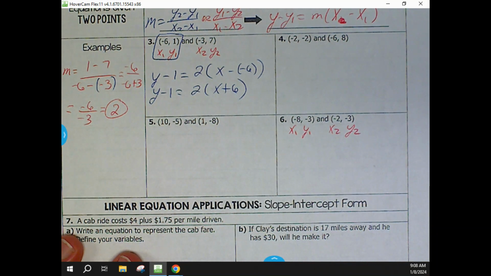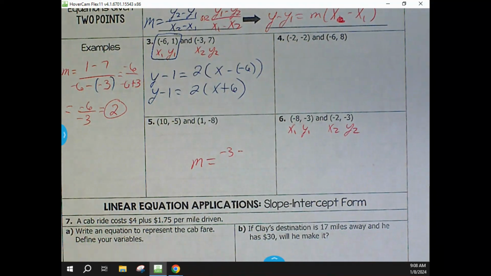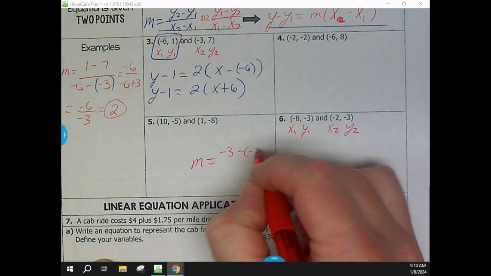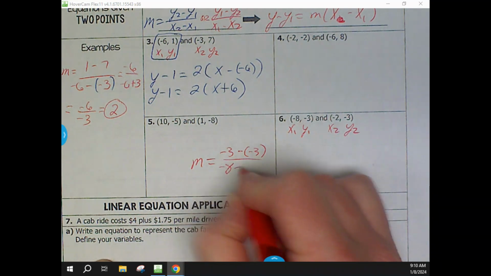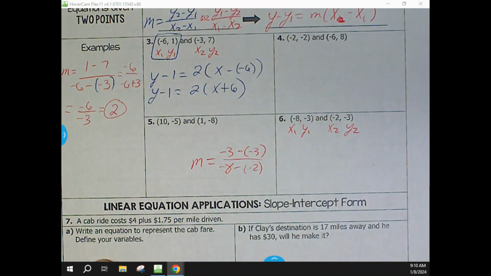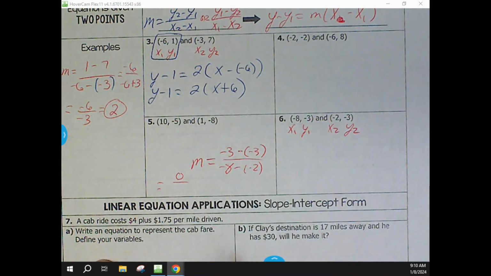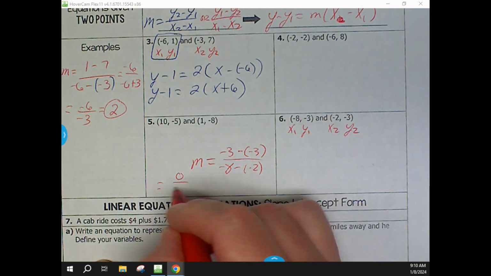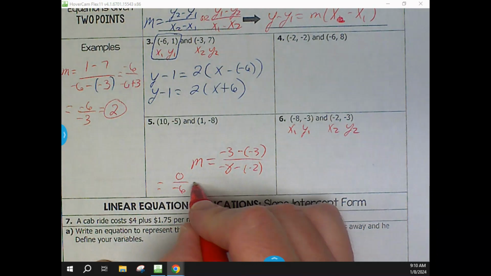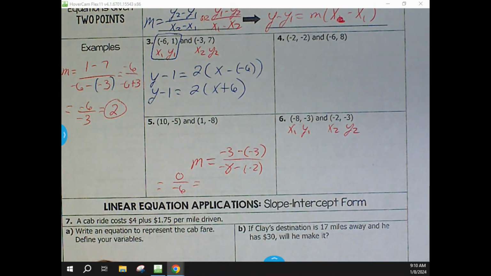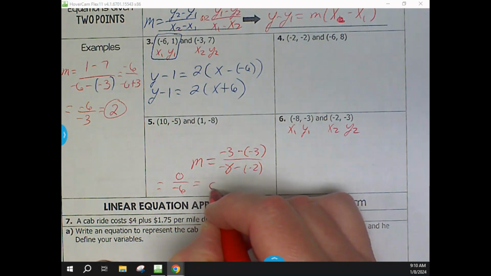Okay, so there's our x1 and our y1, and our x2 and our y2. If we go ahead and find slope, and we'll put that over here so we've got plenty of room. Again, I'm going to go with the y1s first. That's going to be -3 minus -3 over -8 minus -2. So that's -3 plus 3. That's 0 on the top. We've got -8 plus 2, which is -6 on the bottom. Okay. 0 over -6. Yeah, slope is 0.